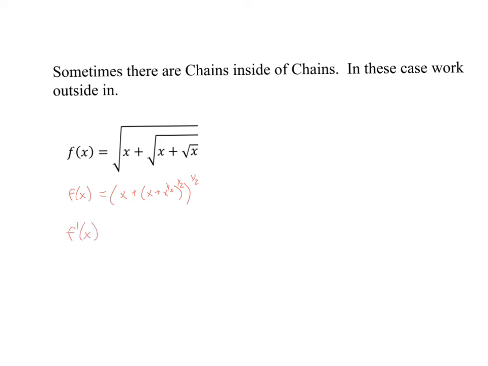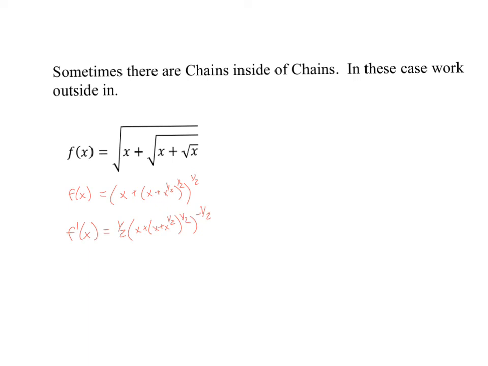So let's bring the half on the outside down first. So it would be half to the -1/2. Everything inside of that original bracket stays the same. Don't start doing any derivatives yet. Okay, so that takes care of our outside square root.